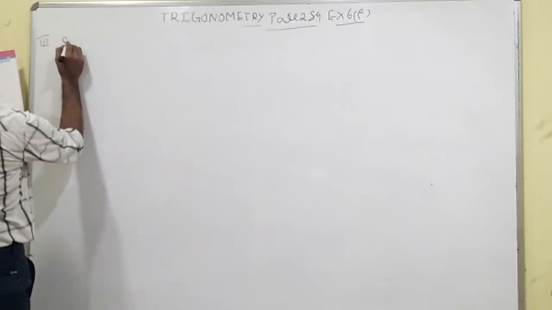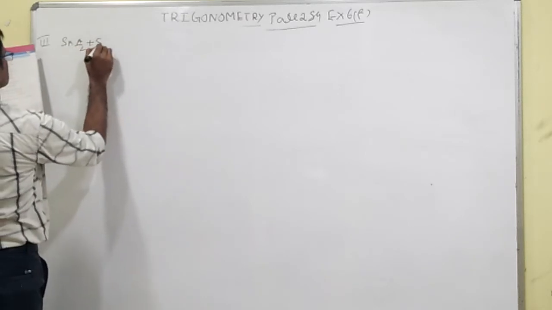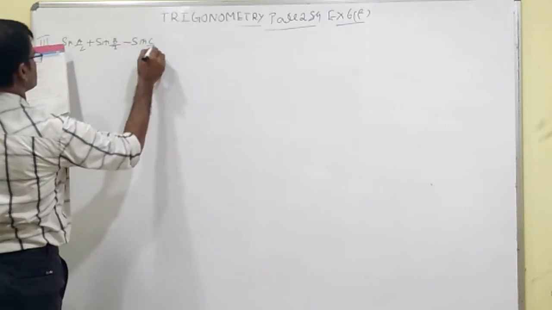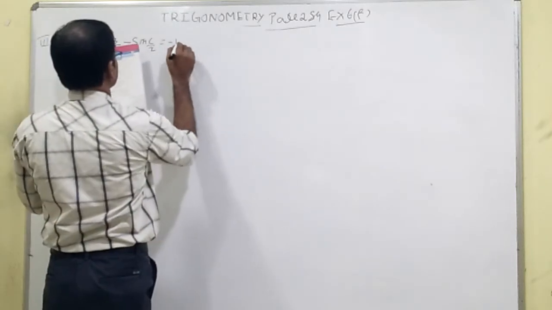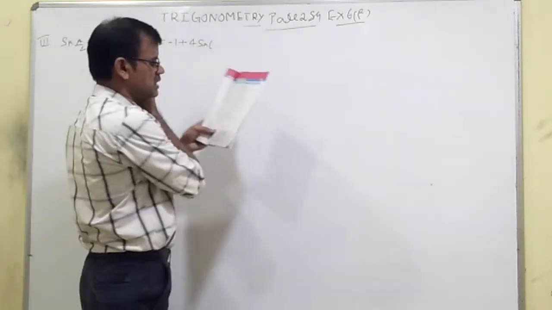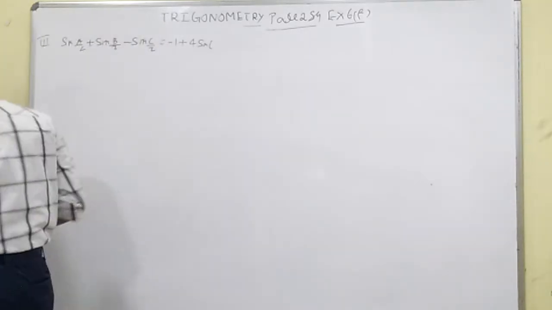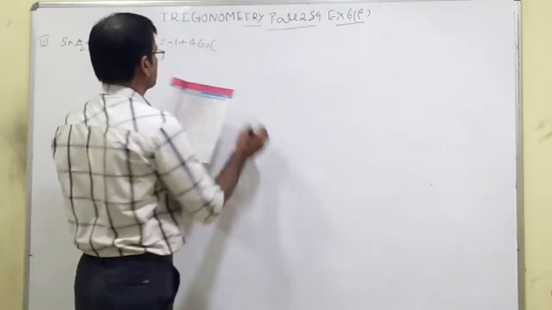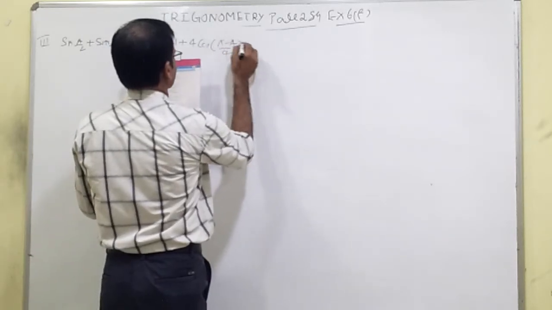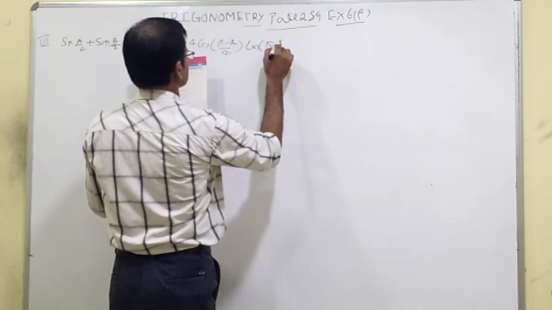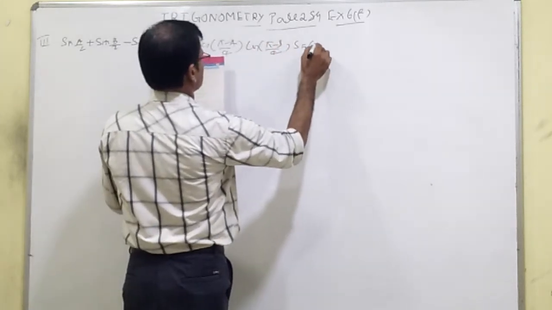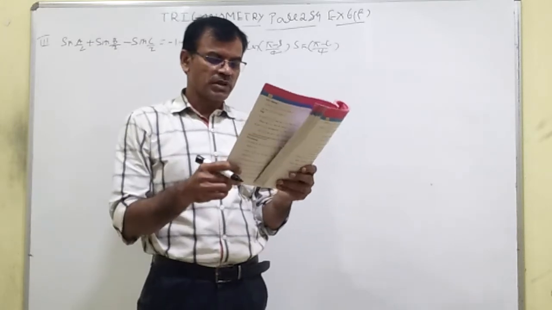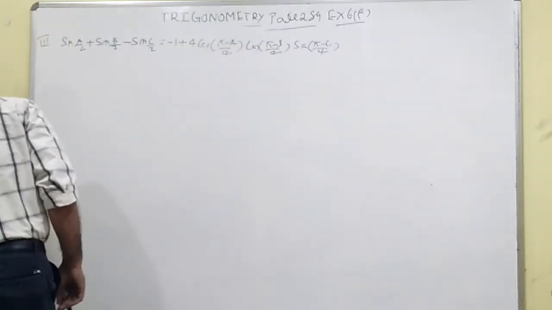Third question: sin a by 2 plus sin b by 2 minus sin c by 2 is equal to minus 1 plus 4 cos of (pi minus a) by 4 into cos of (pi minus b) by 4 into sin of (pi minus c) by 4.